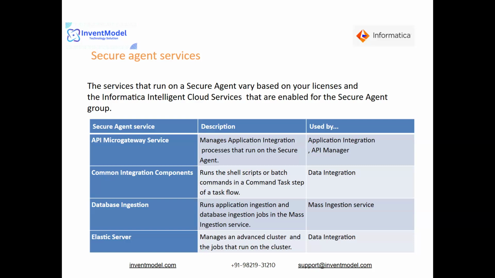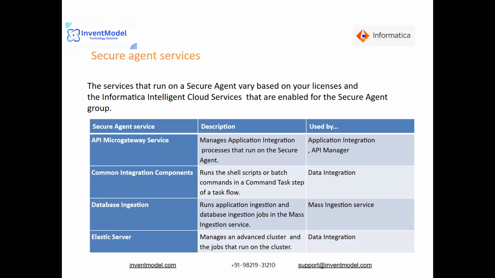So here we can see the API migration service. The main purpose of this is to manage application integration processes that run on the secure agent, and it is used by the application integration and API managers. Another listed service is common integration components. It runs the shell scripts or batch commands in the command task steps of the task flow, and this is used by the data integration services.